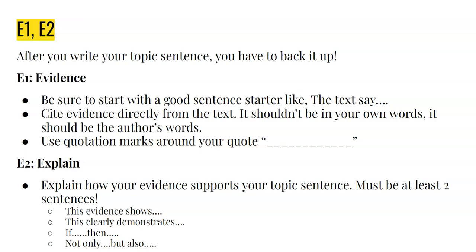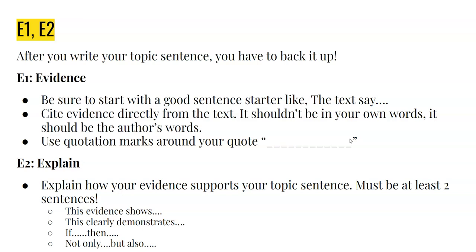Your evidence should always begin with a good sentence starter. My personal favorite is "the text says," just because I think it's pretty simple, pretty easy. But there are other options like "according to the text" or "the author states." Just make sure that you don't jump right into the words from the text, but you do give a good sentence starter to begin. Also, when you are citing evidence, it needs to be from the text, meaning you do not put it in your own words, you don't summarize it, it should be exactly what the author says. And since we are using the author's words and not our own words, we use quotation marks to show that it came from the text.